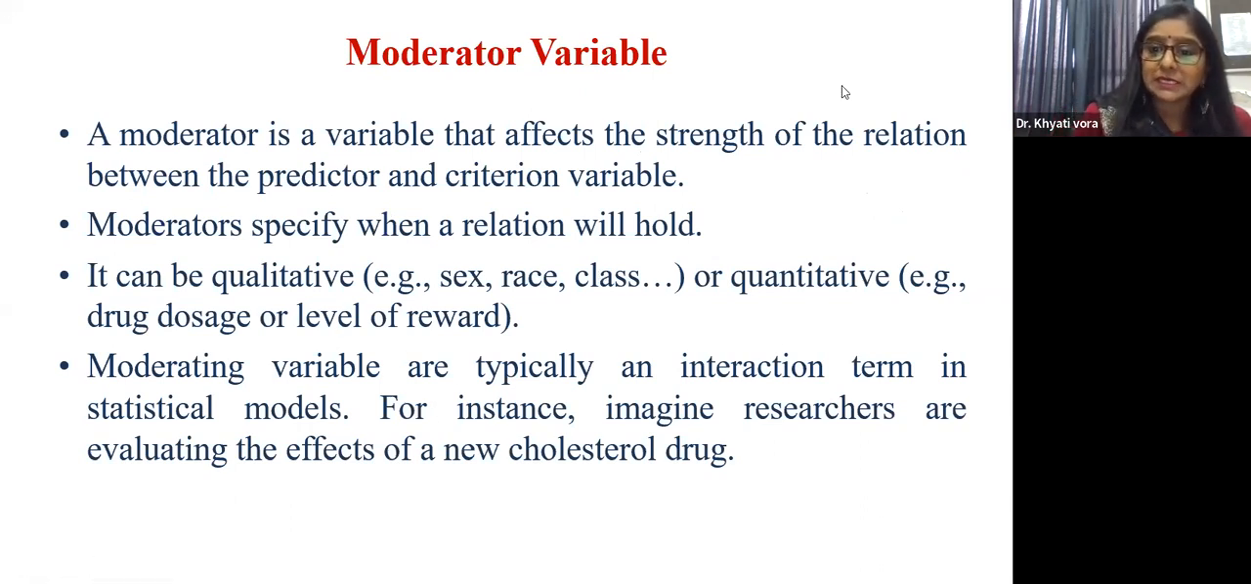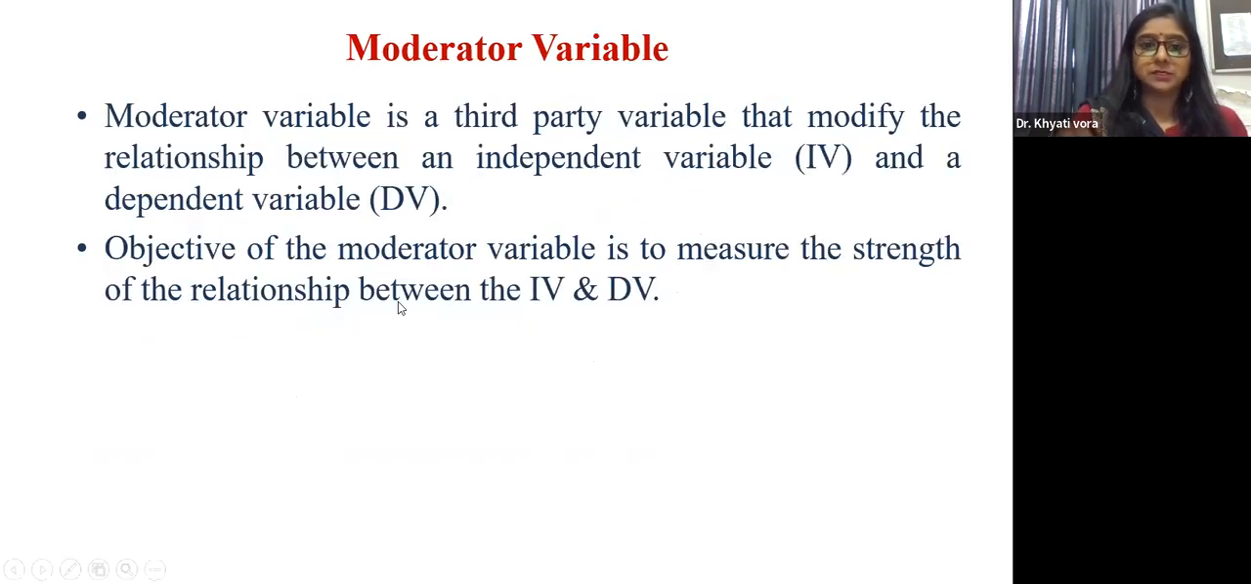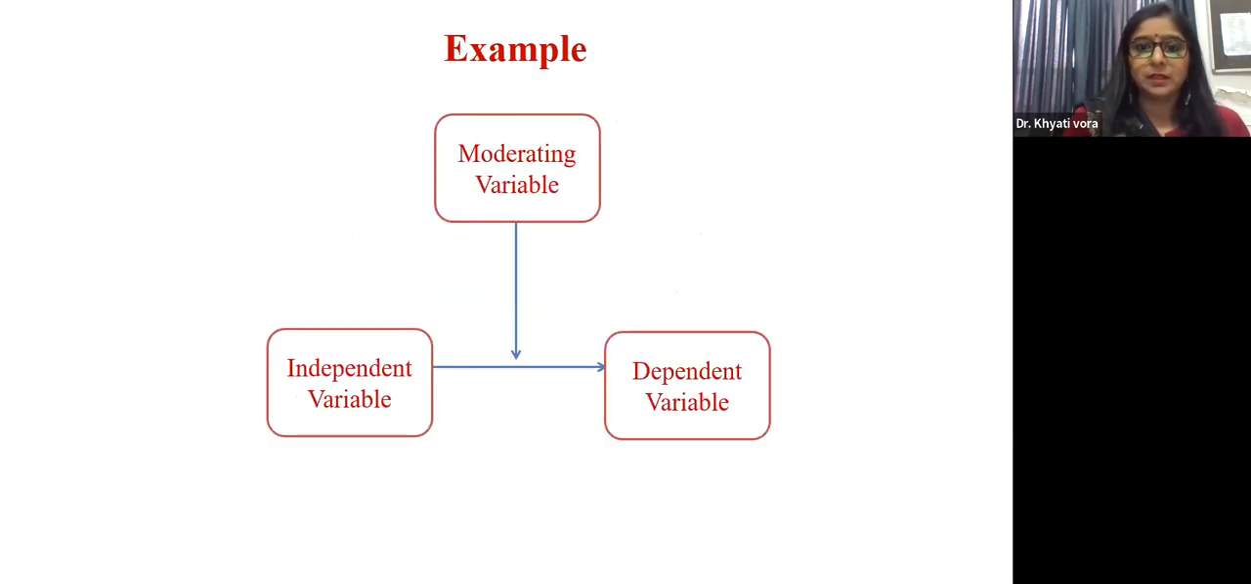Moderating variables are typically an interaction term in the sense of statistical models. So that we will discuss in the next slide. But usually, except some very particular cases, moderators are categories. Moderators are categories, whereas a mediating effect becomes an independent variable. Correct. Now let us understand this. It is a third party variable that modifies the relationship, that modifies, that doesn't establish. Okay.